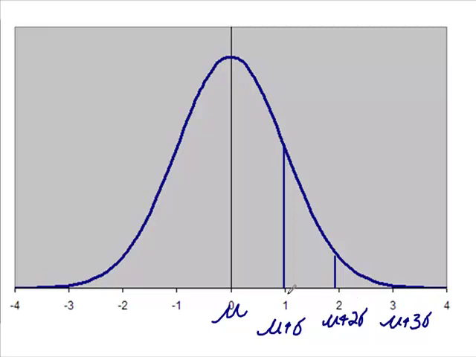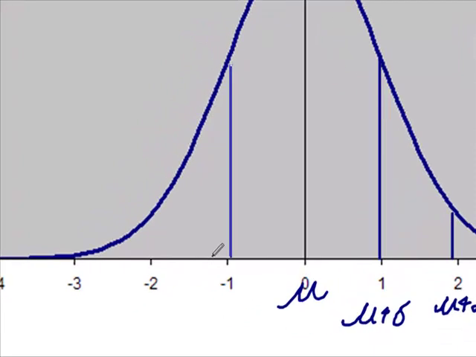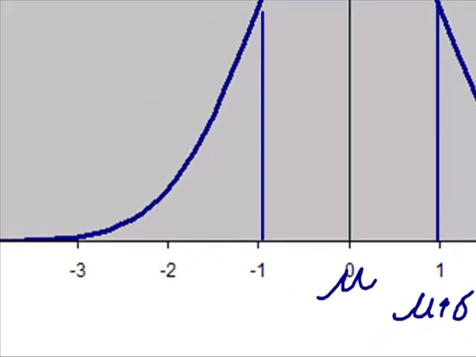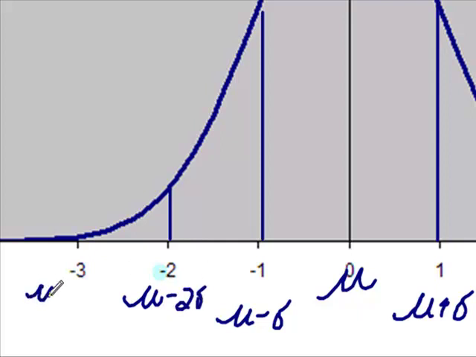Going in the other direction, the -1 would still be using mu, but we would be subtracting: mu minus a standard deviation. For -2, meaning 2 standard deviations below because of the negative there, mu minus 2 standard deviations. And again, mu minus 3 standard deviations.